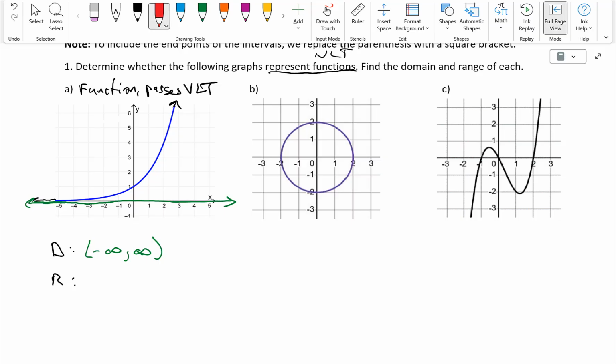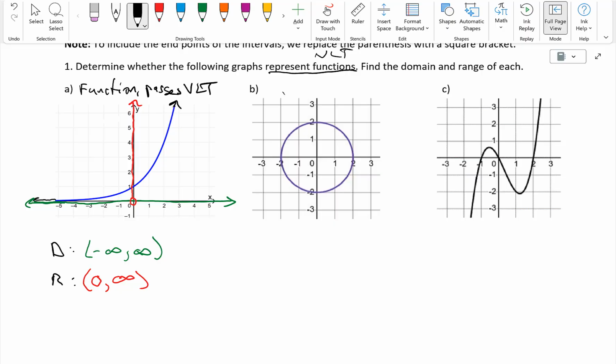So it doesn't ever hit that x-axis. So we can think like an open circle there. We don't quite get there, but it will extend up, up, up forever. So we'll have every y value represented by this function above the x-axis. So we can use a parenthesis for the 0 since we can't ever hit 0, but then we go off towards positive infinity, so we can hit all those values.